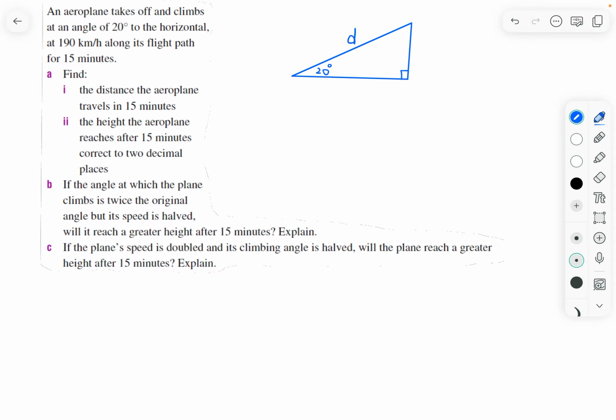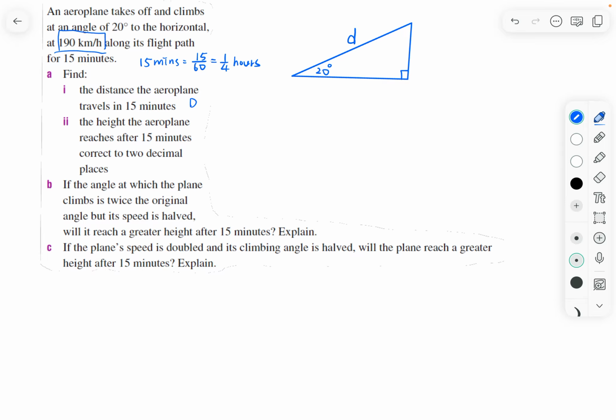Travels in 15 minutes. So we know 60 minutes is 1 hour. So 15 minutes equal to 15 over 60, so equal to 1 over 4 hours. We make unit as hours. So the time is 1 over 4 hours. The speed is 190 km per hour.